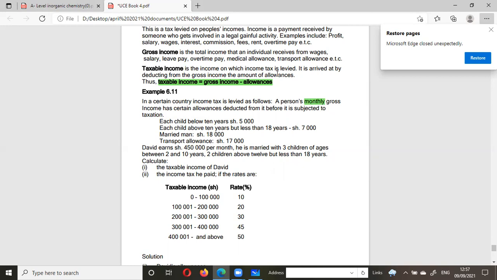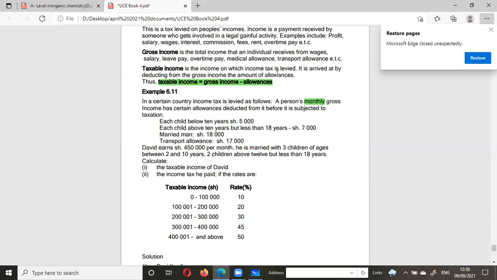Certain allowances have to be deducted before the income is subject to taxation. So before government charges you, you must remove all the allowances which are there. They've told us each child below 10 years gets 5,000. That means somebody has children. Each child above 10 years but less than 18, 7,000. Married man, shillings 18,000. Transport allowance, shillings 17,000. Now look at the statement. David earns shillings 450 per month.